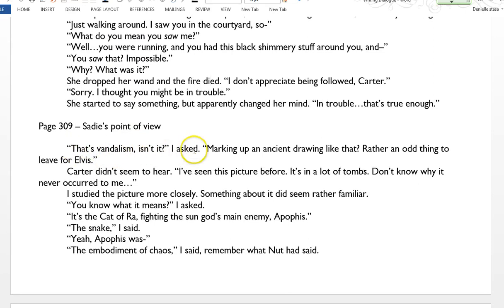"That's vandalism, isn't it?" I asked. "Marking up an ancient drawing like that." Carter didn't seem to hear. There's a descriptive statement. "I've seen this picture before. It's in a lot of tombs. I don't know why it never occurred to me..." And then the ellipses show he's trailing off, right? He doesn't finish his sentence. And then this is Sadie. I studied the picture more closely. Again, we got a little bit of description, a little bit of action in here. And then she starts speaking again. So again, you'll notice that the dialogue, even though it's really short, gets indented, okay?